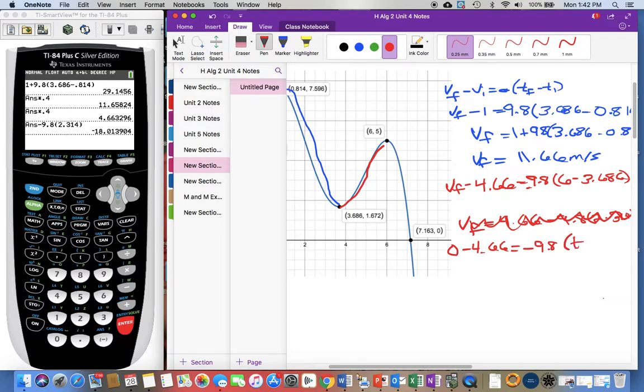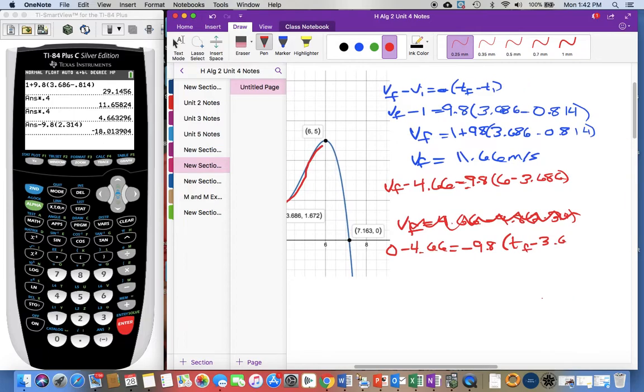Now what we're going to do is try to figure out what final time I run out of speed. So I'm going to put that as t sub f minus 3.686 and start to solve backwards for this final time. So for this one, negative 4.66 equals negative 9.8 multiplied by, in parentheses, t sub f minus 3.686. So let's divide by negative 9.8 on each side.